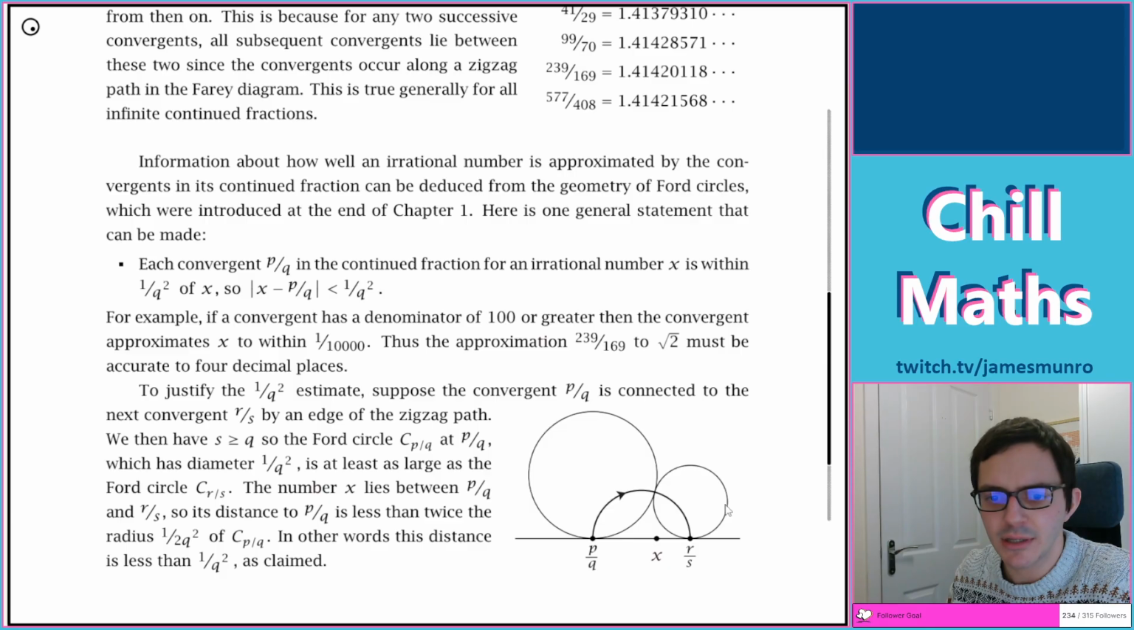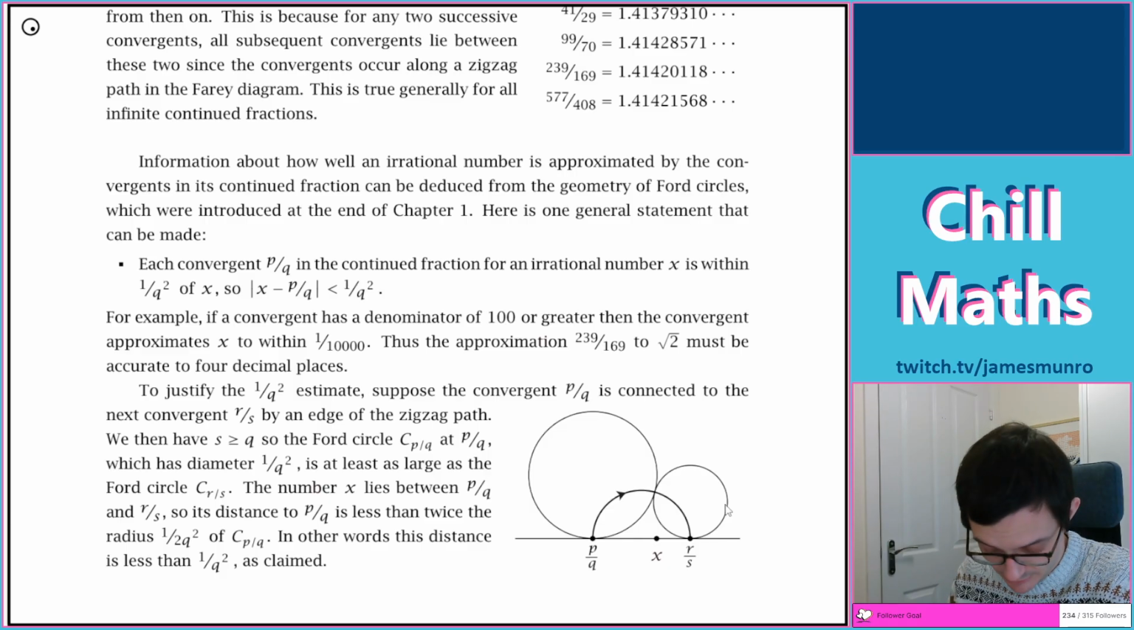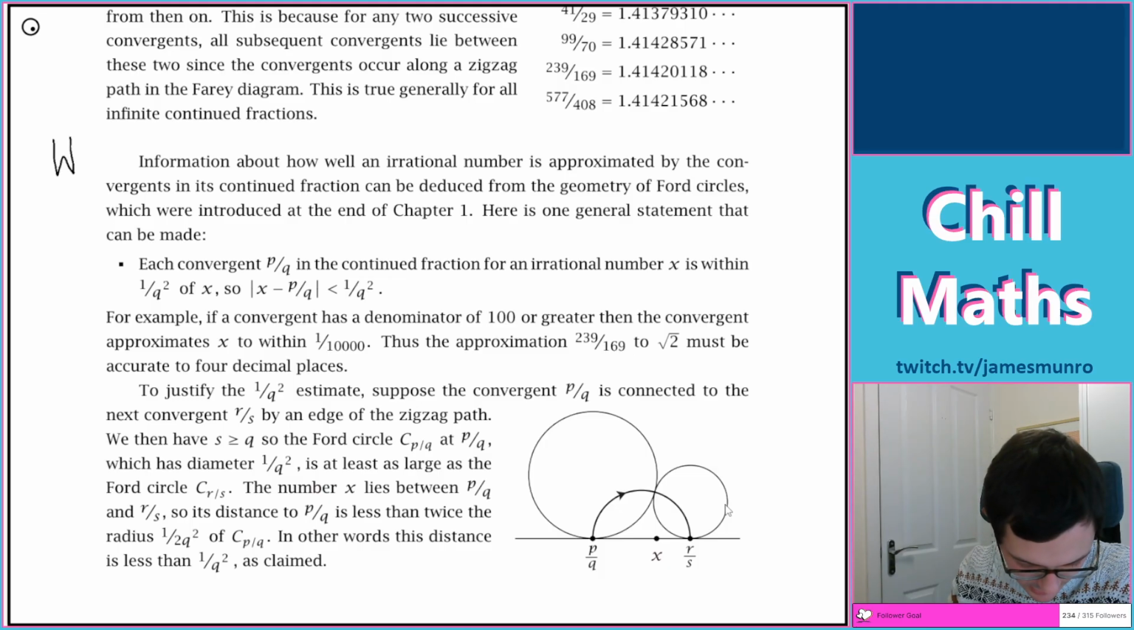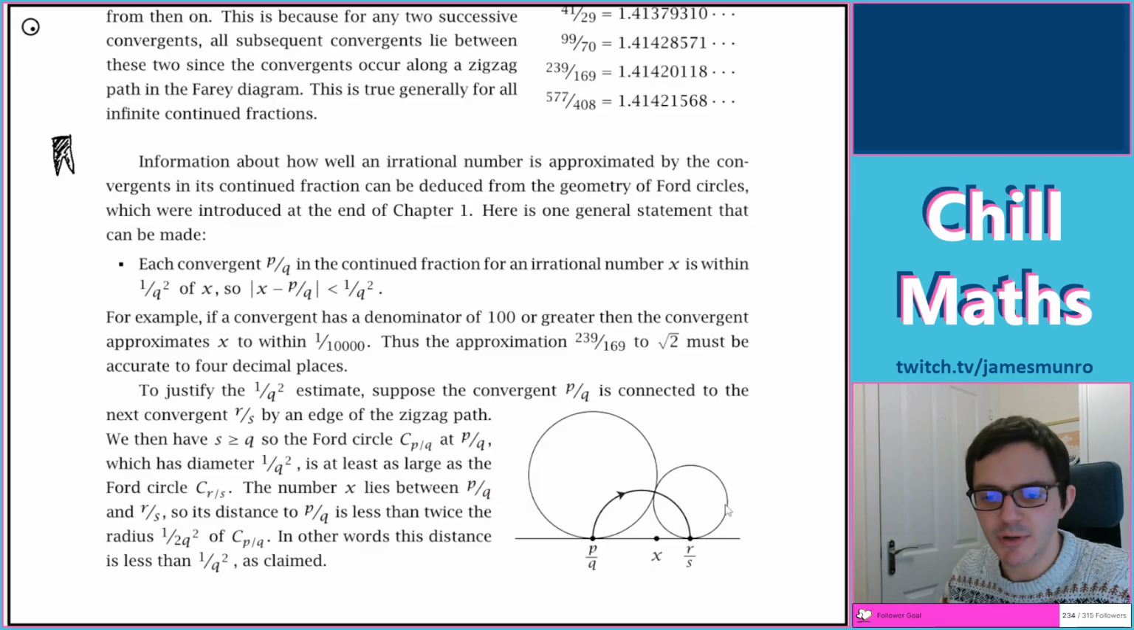And what are we doing? Ooh, there's the 1 over q squared fact. Right, good. We're going to stop here, I think. I'm going to put a bookmark just here. I'm going to have a quick look at what's coming up next week. Ford circles. I should maybe go back and learn Ford circles. Action required.